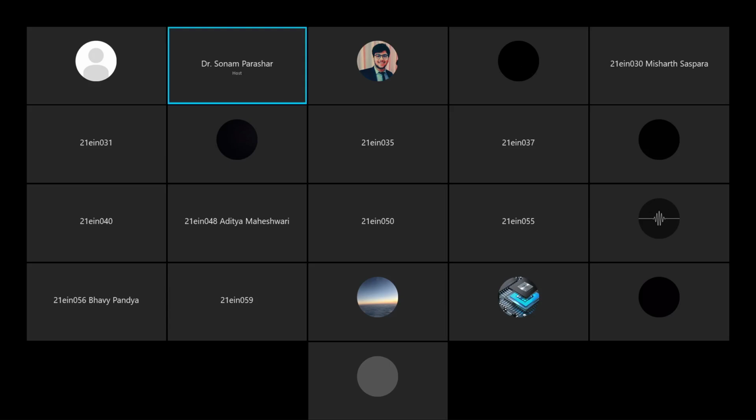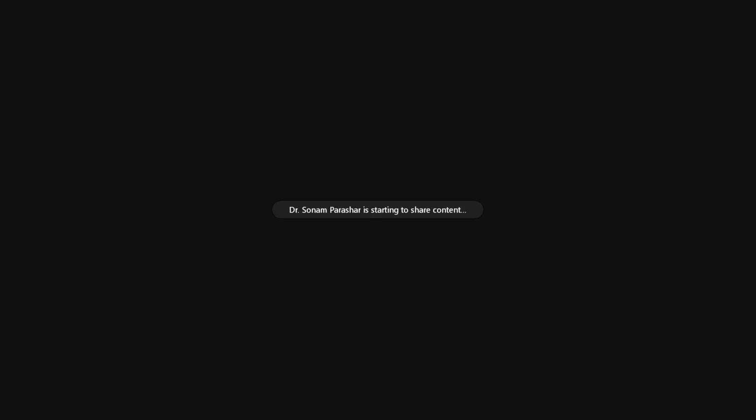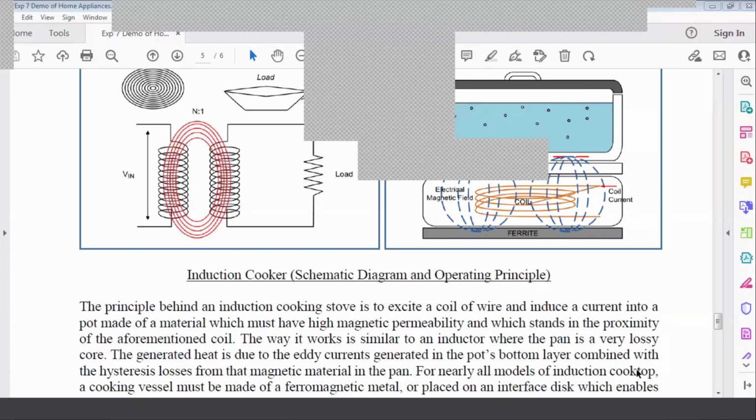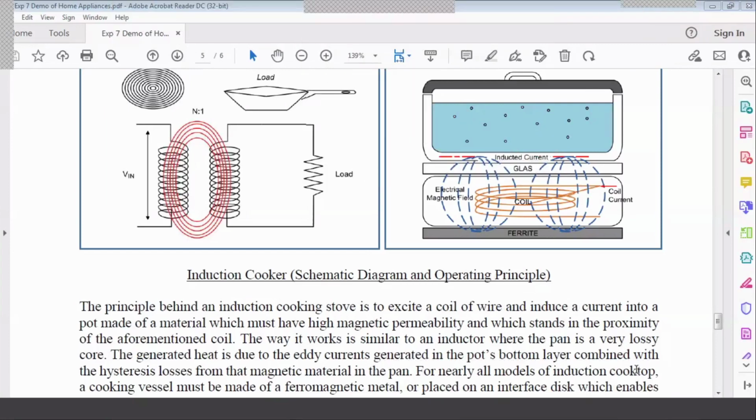Okay, students. In this diagram, how will you explain the working? Can you tell me? Yes. Can anybody explain?